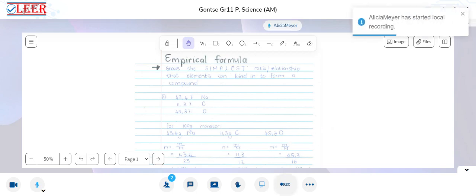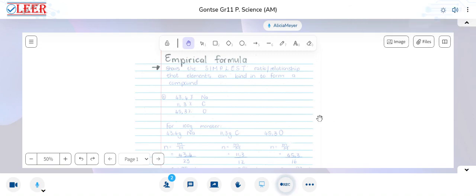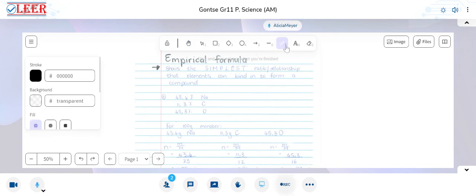Okay. So when we look at empirical formula, it's a nice question because you will immediately know when to do this question, because the question will read clearly: calculate the empirical formula or determine the empirical formula. So you don't have to guess when we're going to use this. It's pretty obvious. The question will always say determine or calculate empirical formula. So what is empirical formula again?